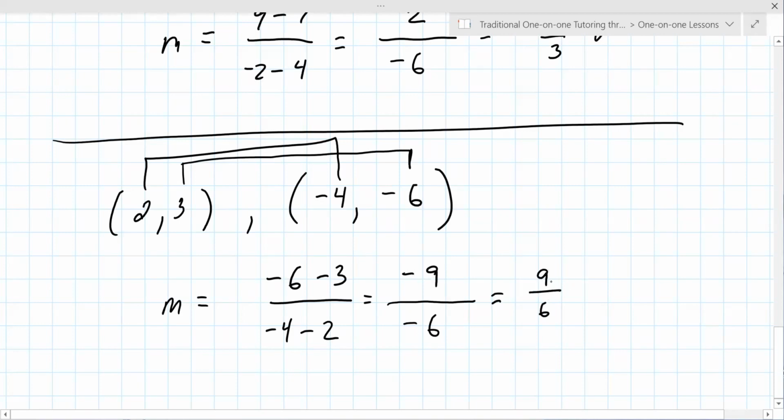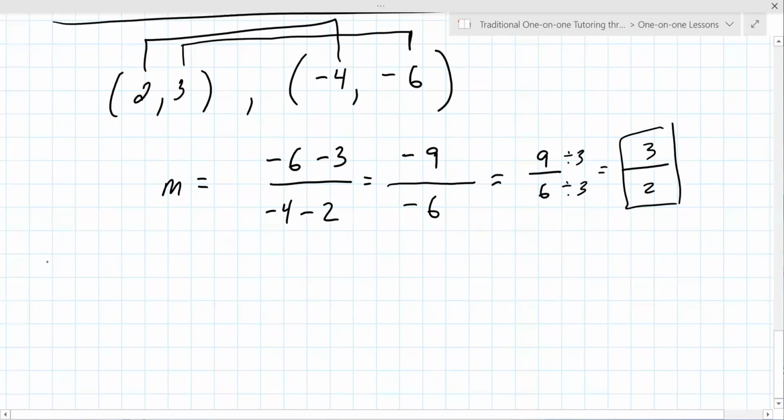And is there a number that goes into both 9 and 6? 3. 3 divides both of them. What is 9 divided by 3? 3. And 6 divided by 3? 2. Perfect. All right, let's look at some functions.